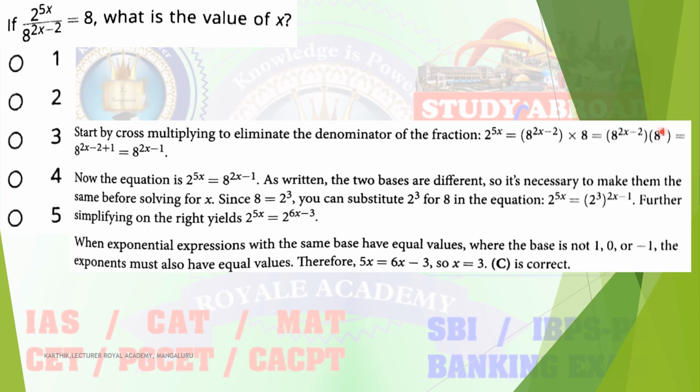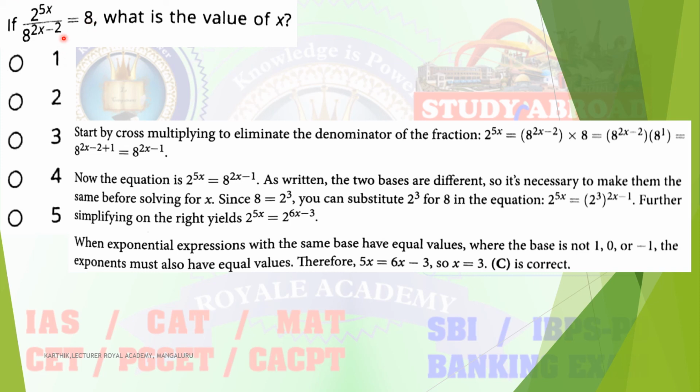While multiplying, the powers are added. I already told this in the previous slide, multiplication of powers is nothing but addition of powers. Okay, 2x minus 2 plus 1 is 2x minus 1. You will get 8 to the power of 2x minus 1 on the right hand side. I hope all of you understood.